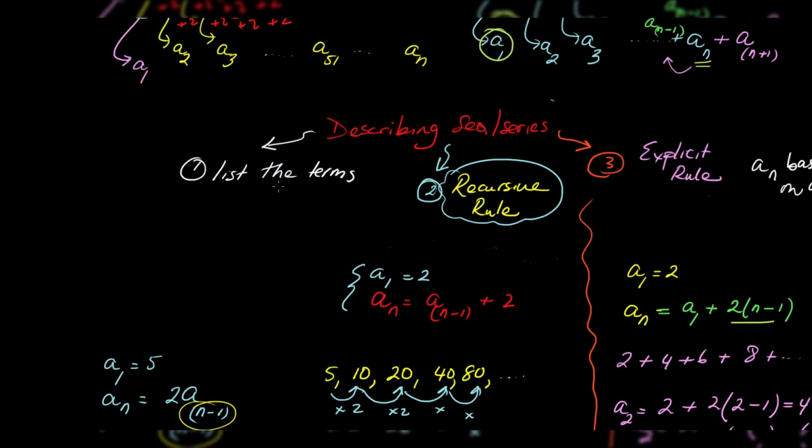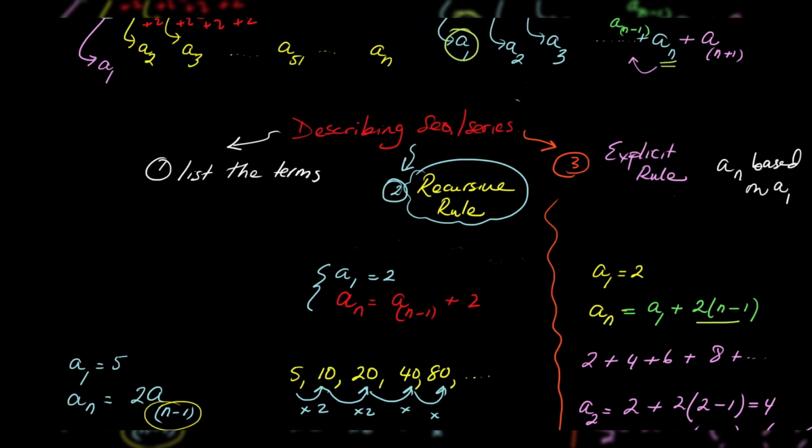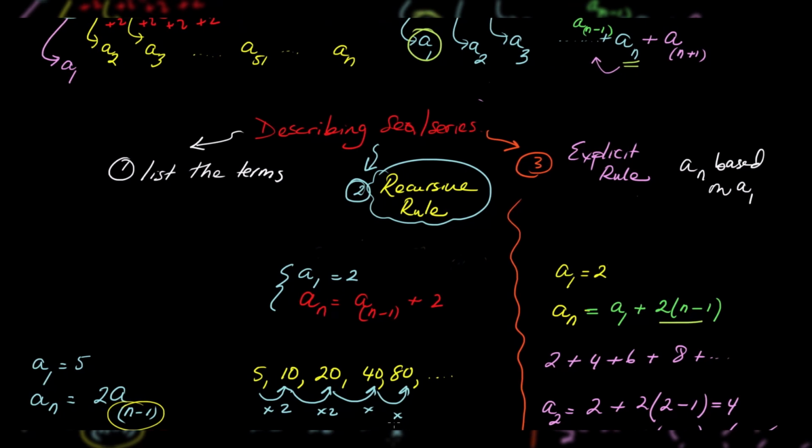The first is by just listing the terms. The second is by describing the sequence or series by giving what's called a recursive rule. Recursive rule, as in to rely upon, to fall back onto. The recourse is to describe the nth term, a sub n, based on the term that's before it. So a recursive rule is to describe the nth term based on the term that's before it, and you would still have to know what the first term is.